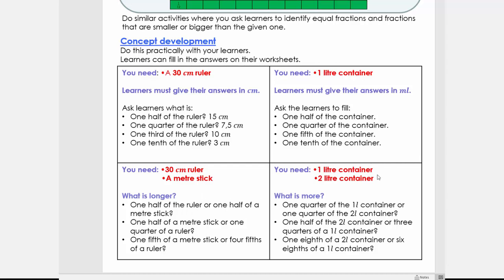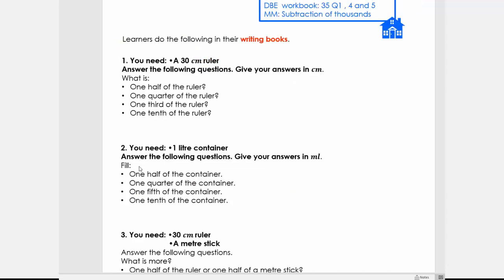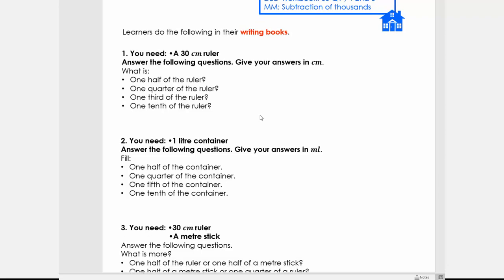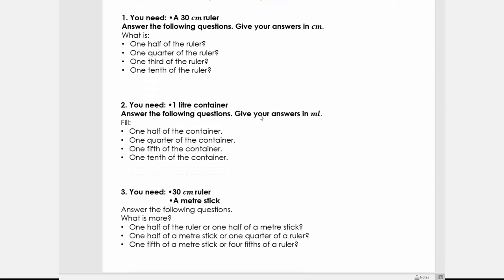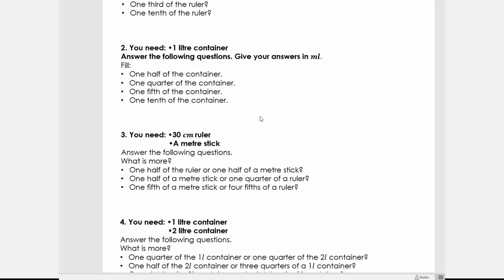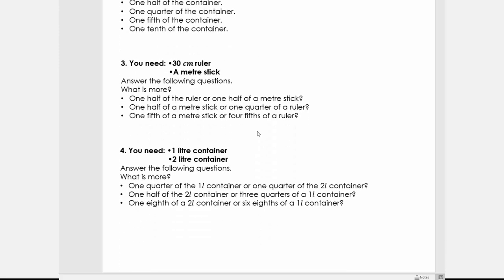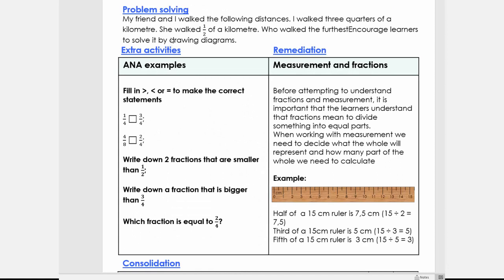Welcome back. So now you're going to do your second practical activity. You need a 1 liter container and a 2 liter container. You're going to pause and you're going to ask these 3 questions. So your worksheet activity for today was simply answering those questions in the previous activity. But what you can do now is write it down in your writing books or on the SA Teacher worksheet. Then the next step is your problem solving.